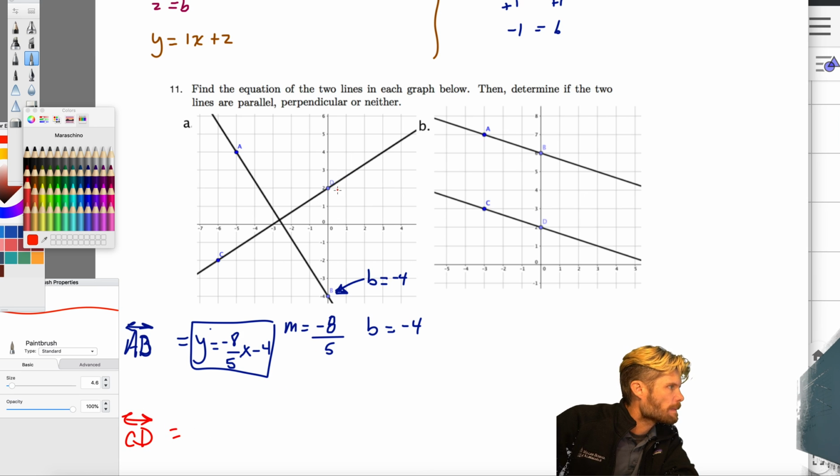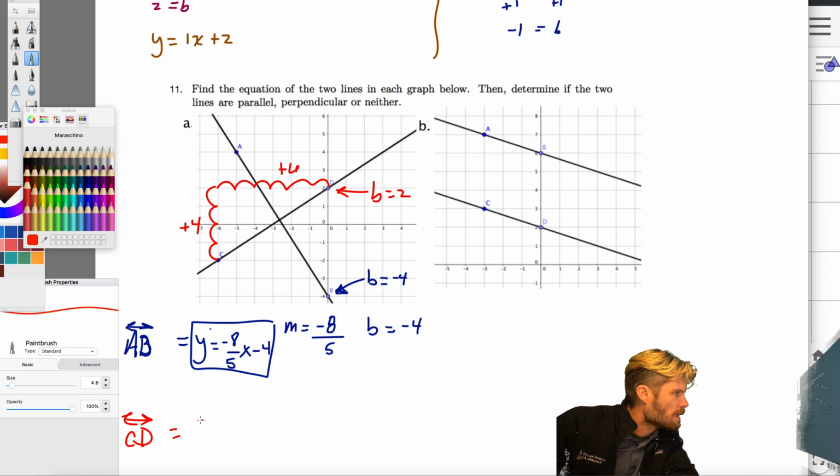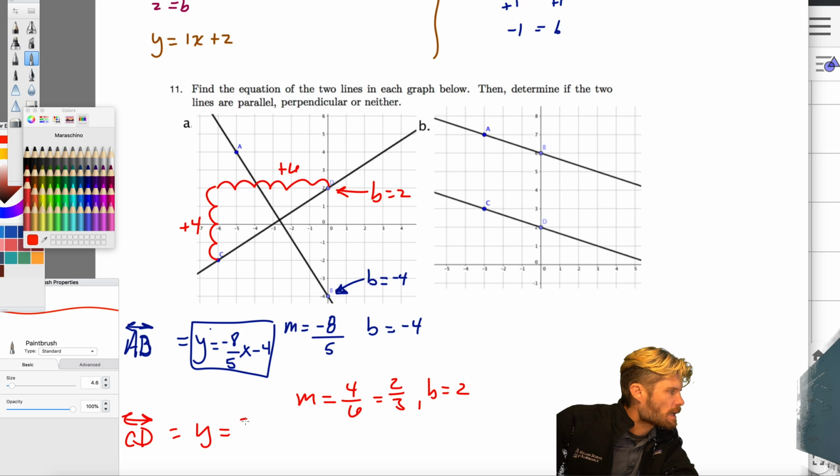The y-intercept for this is 2. And then we're going from C. So we're going up 1, 2, 3, 4. That's a plus 4. And we're running 1, 2, 3, 4, 5, 6. That's plus 6. So the slope for this one is going to be 4 over 6, or 2/3. And then the b is 2. So this is going to be y equals 2/3 x plus 2.